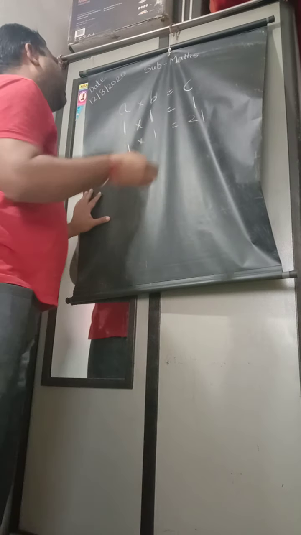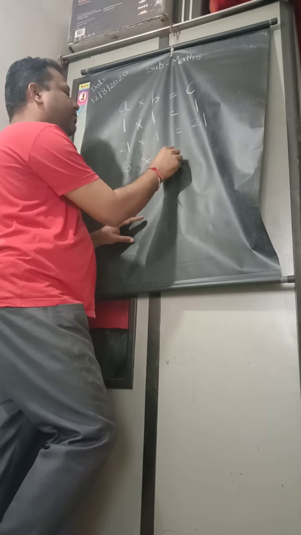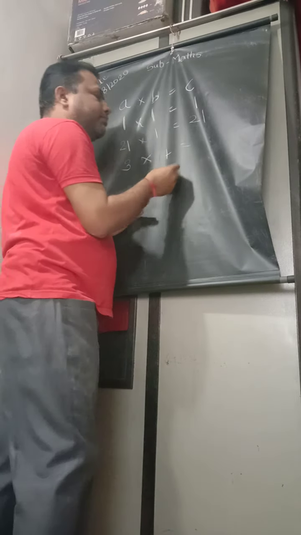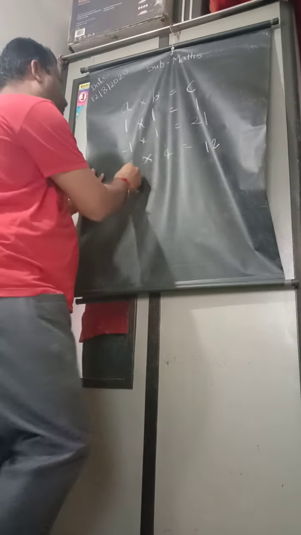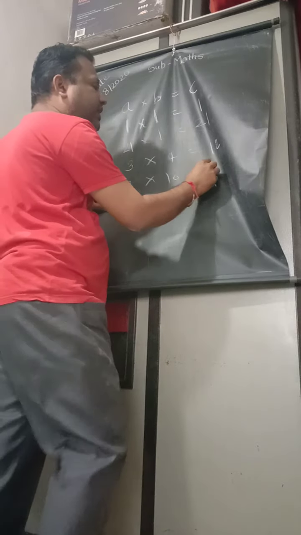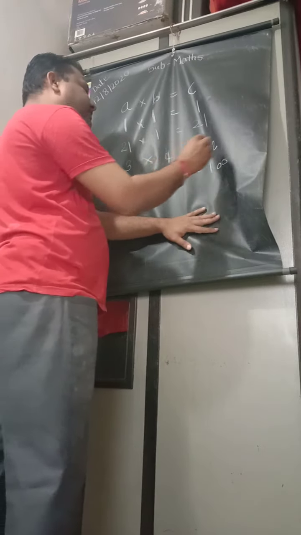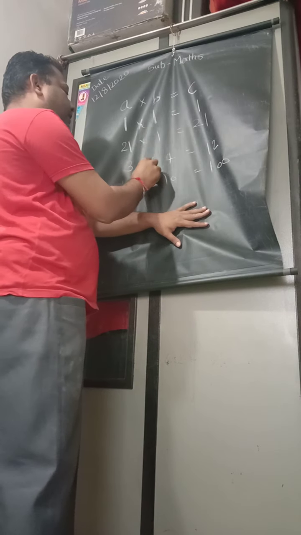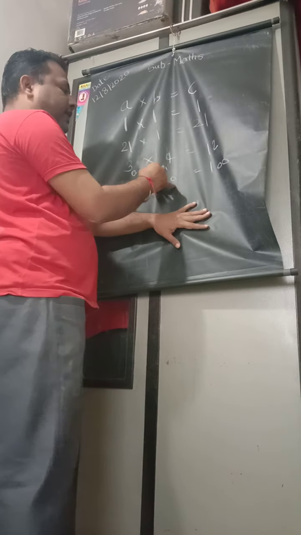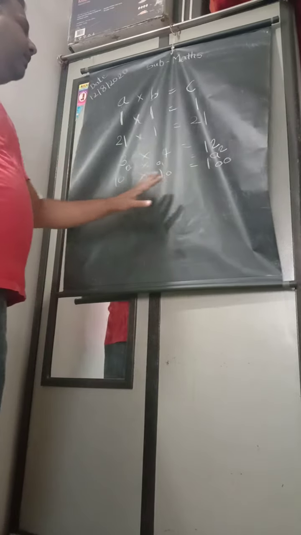Here we take another example: 3 multiplied by 4. The answer is 12. These are the examples I have taken. Another example: 10 multiplied by 10. Your answer is 100. Which rule are we using here? This is A into A, the same integer, so it becomes the square of A. Any number multiplied by itself is called a square.